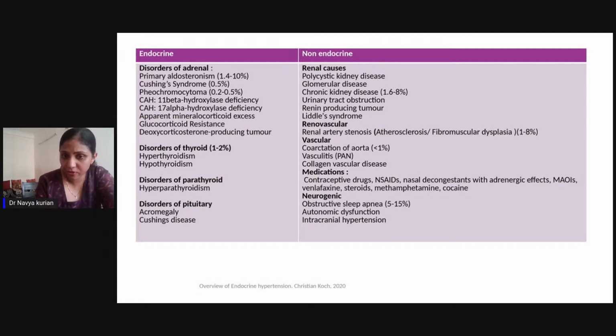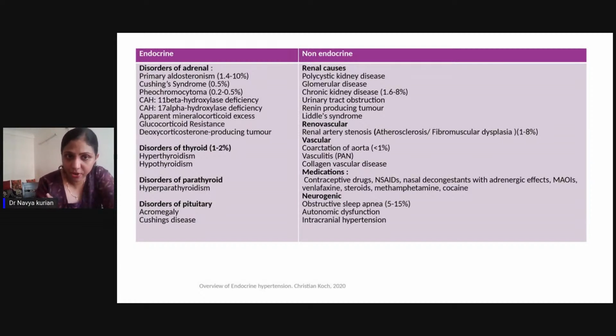There are some commonly used medications which also induce hypertension, such as contraceptive drugs, non-steroidal anti-inflammatory drugs, nasal decongestants with adrenergic effects, monoamine oxidase inhibitors, venlafaxine, steroids, methamphetamine, and cocaine. Then there are certain neurogenic causes of secondary hypertension also, which are obstructive sleep apnea, autonomic dysfunction, and intracranial hypertension.